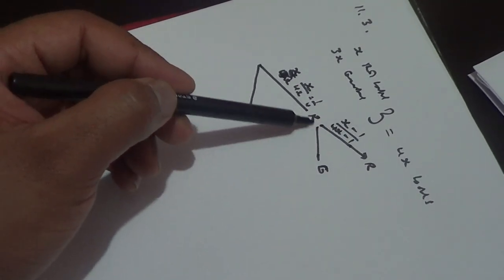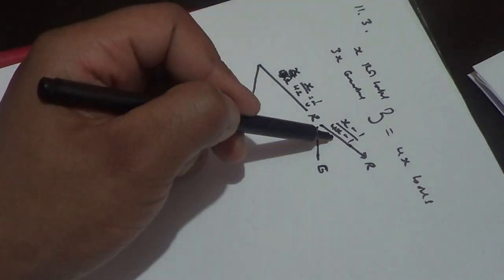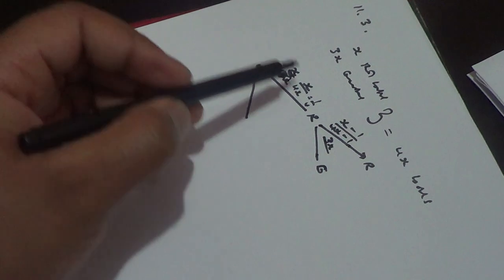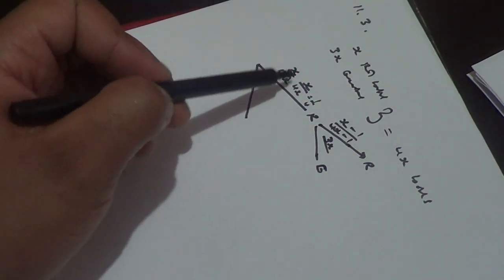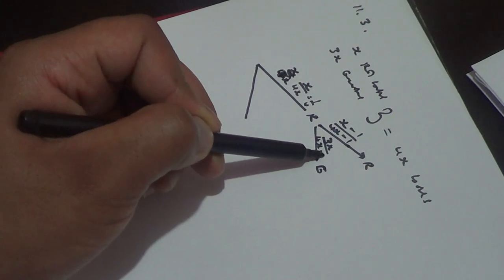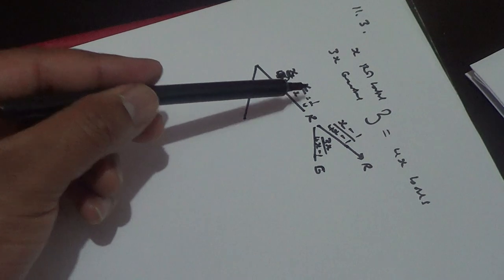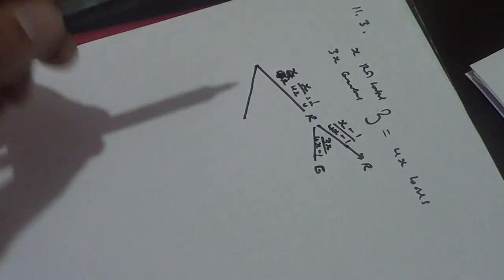Now, here's the thing. If it happened that we didn't go that way, we went this way, there were still 3x here of these ones. But we already picked one, so the answer here is still going to be 4x minus 1, right? Because we've already lost 1 there. So this is how you work your tree diagrams.